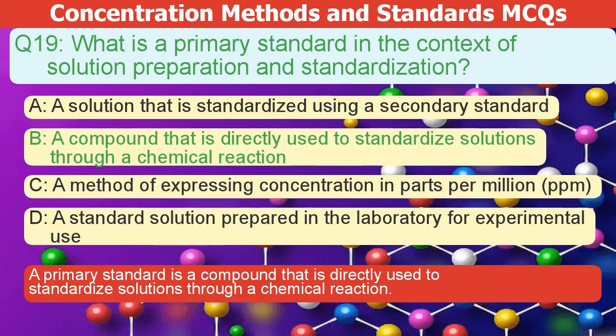The correct answer is B. A primary standard is a compound that is directly used to standardize solutions through a chemical reaction.